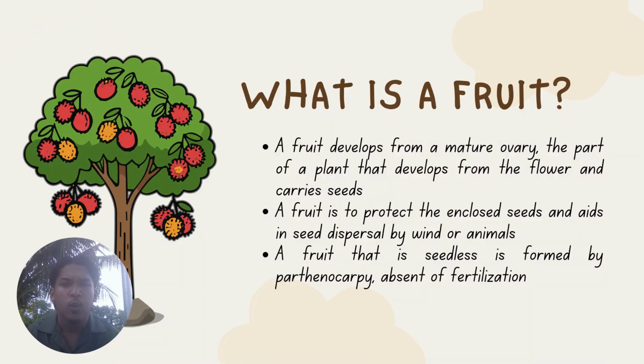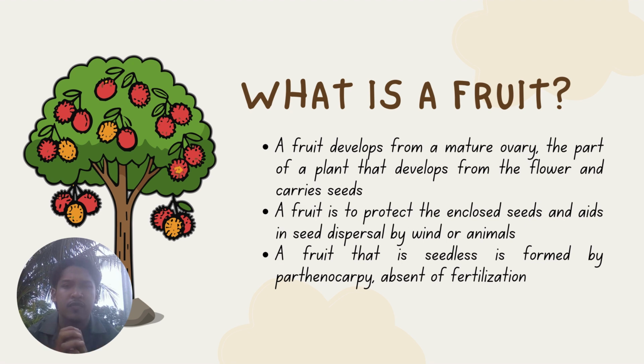So, what is a fruit? A fruit developed from a mature ovary, the part of a plant that develops from the flower and carries seeds. This is where the fertilization takes place. After the fertilization, a fruit will appear. A fruit protects the enclosed seed and aids in seed dispersal by wind or animal.